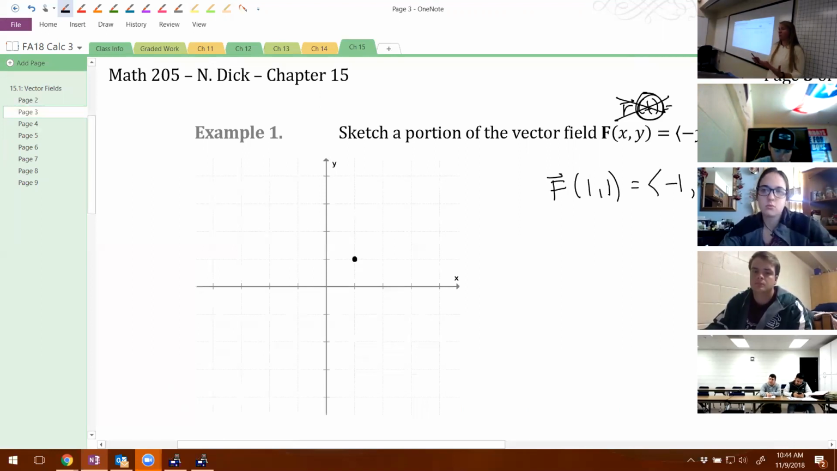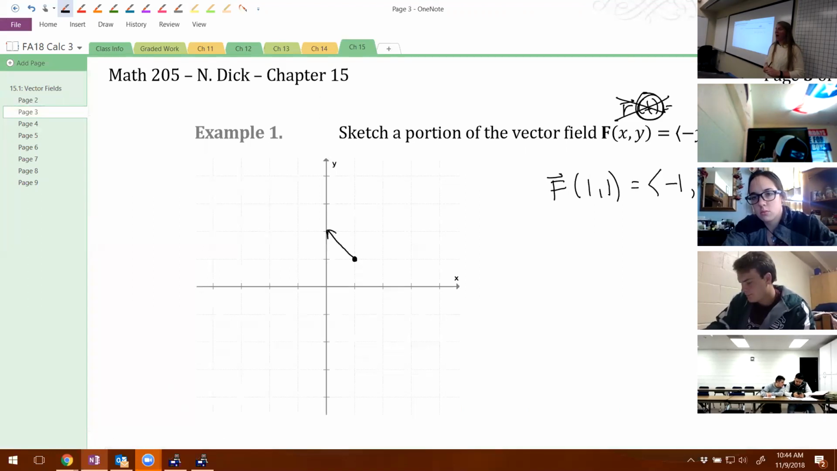And then what that looks like is at that point, 1, 1, we're just basically going to apply this vector. And so if you remember what vectors tell us, it means in the x direction, we're going to go backwards 1, in the y direction, up 1, and so we've got this vector right here. That's it. That's all that means. We'll pick a few more points, kind of see what happens with this. And depending on the points you pick, you may see some kind of neat patterns.